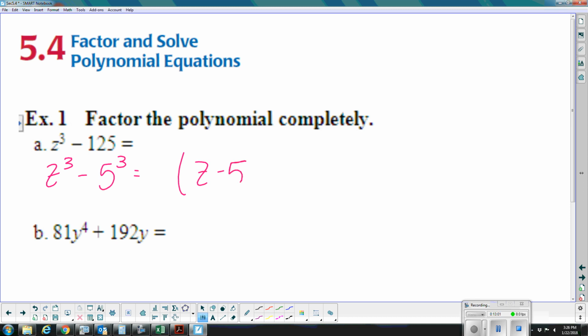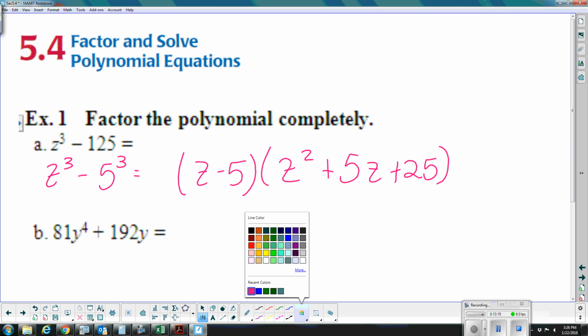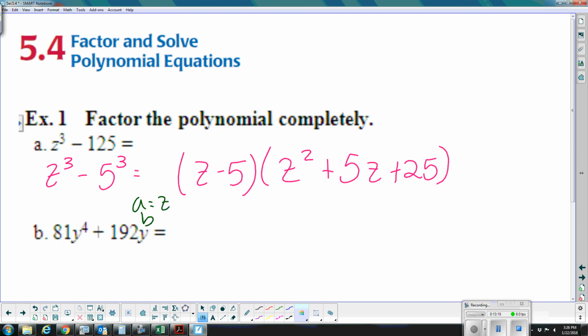So that's z minus 5 times z squared plus 5z plus 25. Okay, because again, if you go back to your rules, your shortcuts, my a is z, my b is 5.